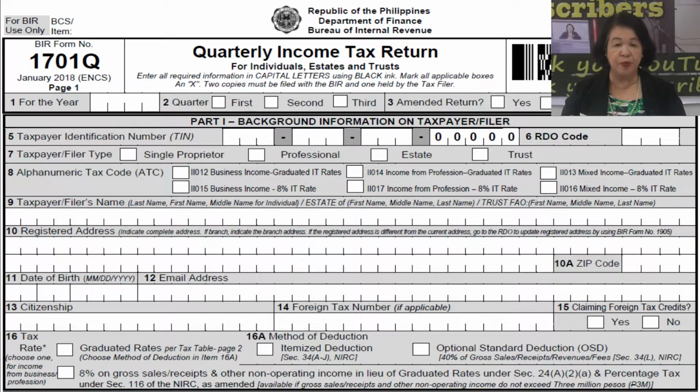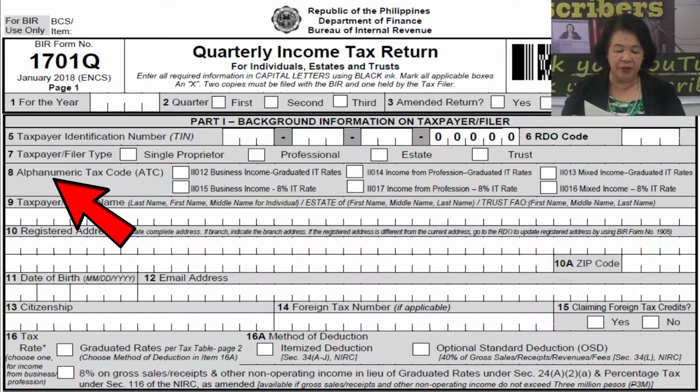Halimbawa, single proprietor, may business, then i-check po ninyo itong box ng single proprietor. Halimbawa naman professional o kaya estate yan, ibig sabihin namatay na yung may-ari pero hindi pa na-transfer yung mga property sa beneficiary at kumikita pa yung business, so magpa-file din ng return yung estate mismo nung namatay. And then the trust. Itong trust, ito yung mga trust na kumikita din. Halimbawa, trust fund, nilagay sa isang trust, may kita. So, file-an din po yan ng income tax return.